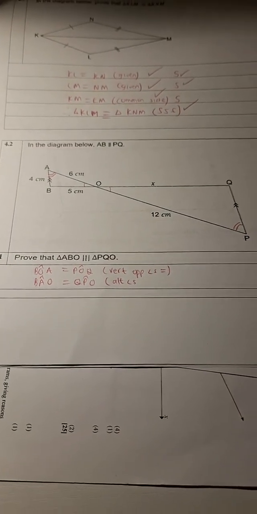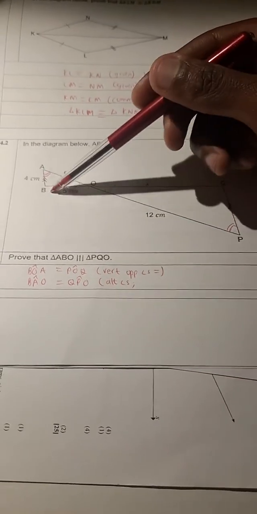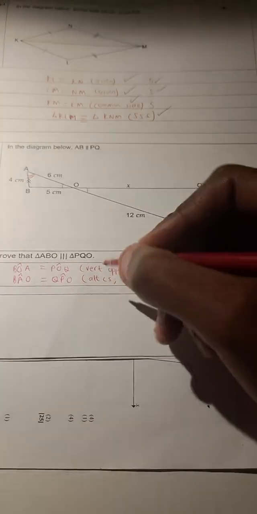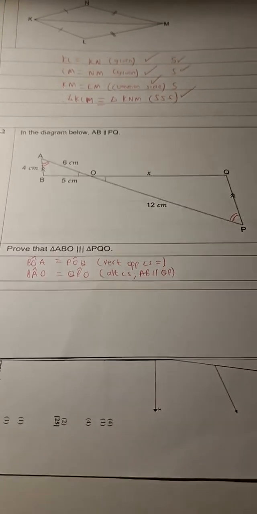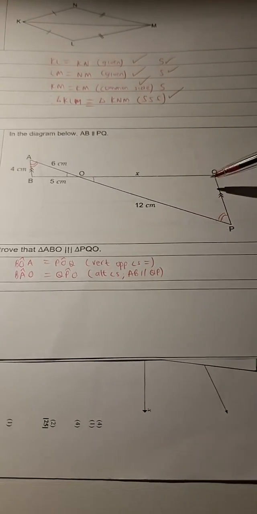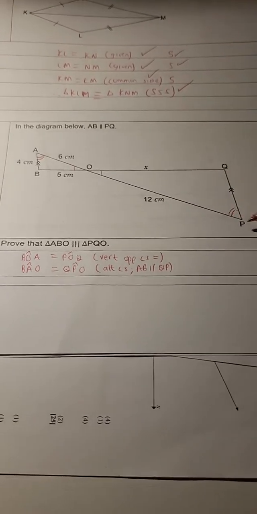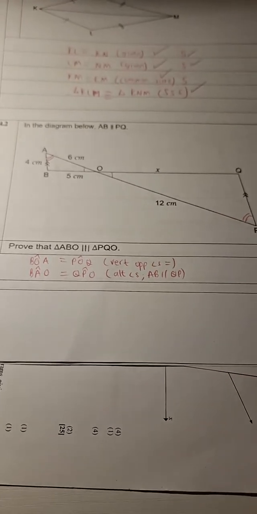What is the reason? Alt angles. Guys, whenever you write these reasons, you must write them correctly. Alt angles, for short, you write a semicolon. You must state the lines that are parallel. AB is parallel to QP. If you don't state the lines that are parallel, your reason is incomplete. Angle BAO is equal to angle QPO. There, the middle letter denotes the angle. There's the reason.